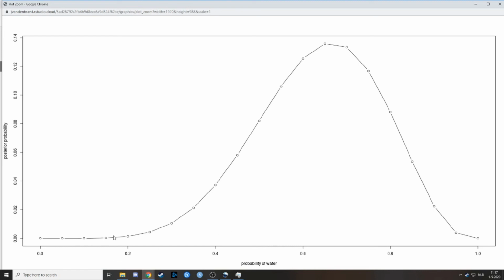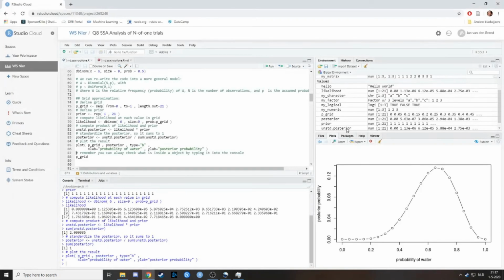And having seen that 6 out of 9 tosses returned water, the highest density, or the most observations, will be at 0.67, or 67% water. So 6 out of 9. That makes sense, right? And that's really all there is to it. All there is to Bayesian analysis.